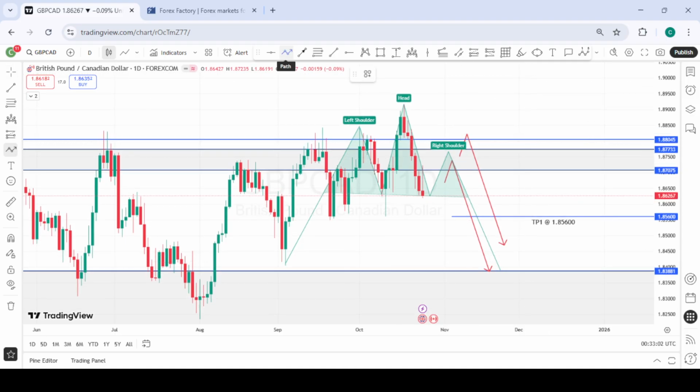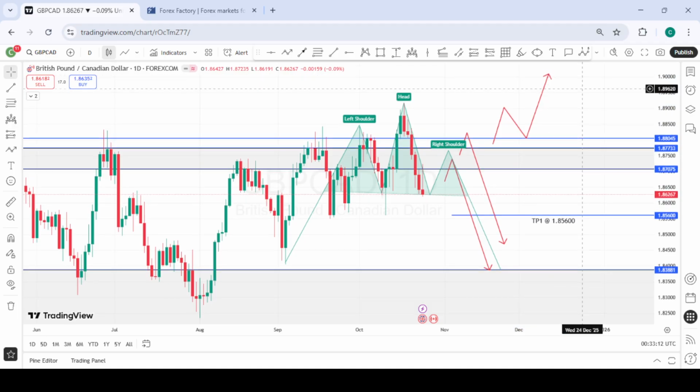This can only be considered bullish if price clears this high, then comes for a pullback and then continues to the upside. So until then, we are very bearish on GBPCAD for now.